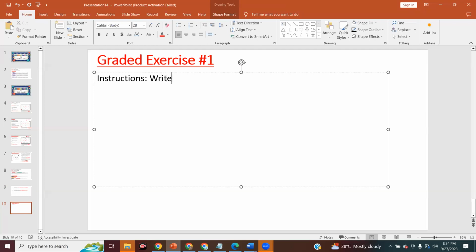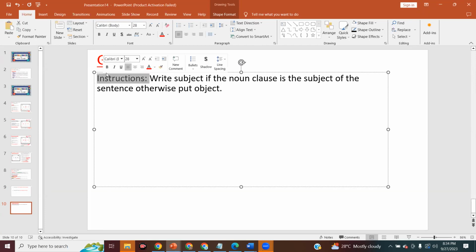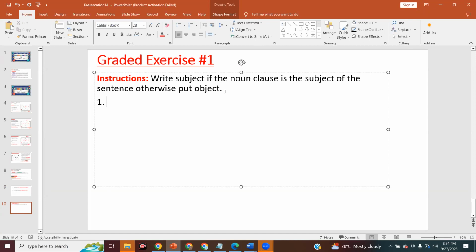So write subject if the noun clause is the subject of the sentence. Otherwise, put object. All right, so it's either going to be the subject of a sentence, or it's going to be the object of a verb. So pay close attention to these questions. All right, pay close attention.